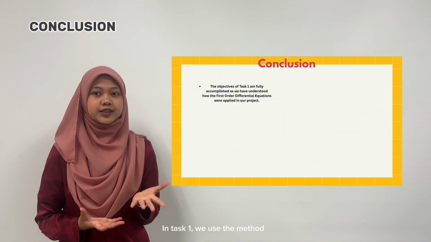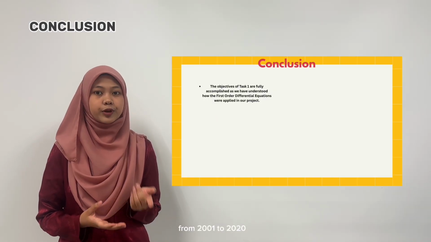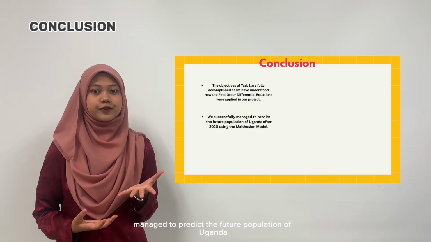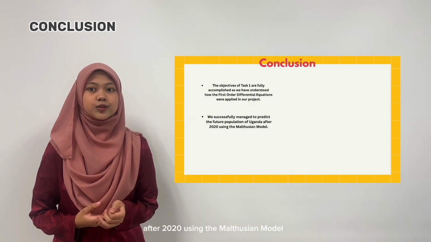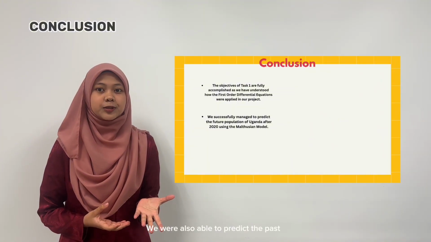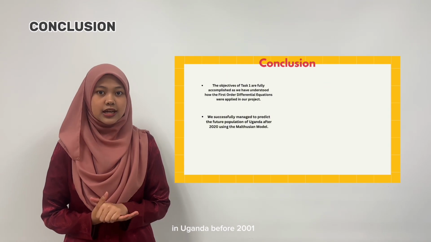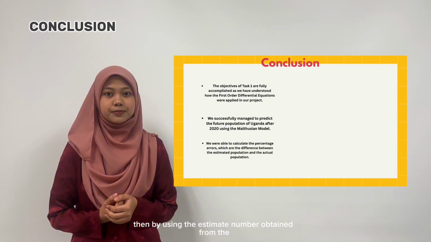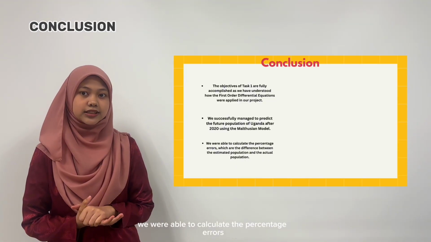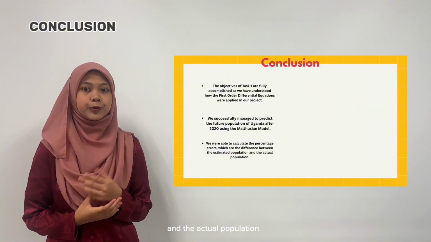In task 1, we used the method to calculate the growth of the population in Uganda from 2001 to 2020. Next, we successfully managed to predict the future population of Uganda after 2020 using the Malthusian model. We were also able to predict the past value of the total population in Uganda before 2001. Then, by using the estimate number obtained from the model, we were able to calculate the percentage errors, which are the difference between the estimate population and the actual population.